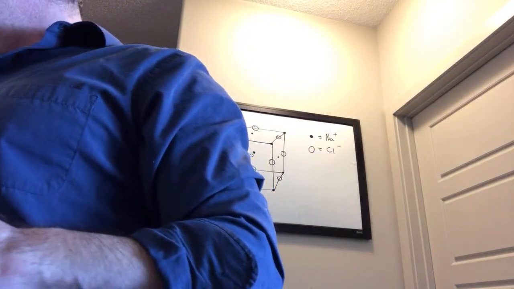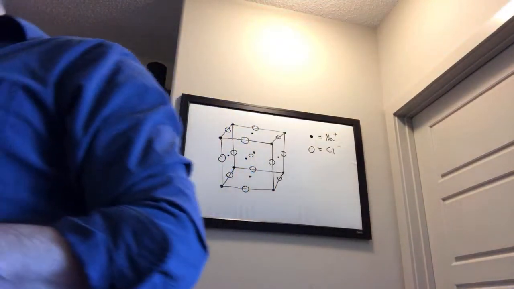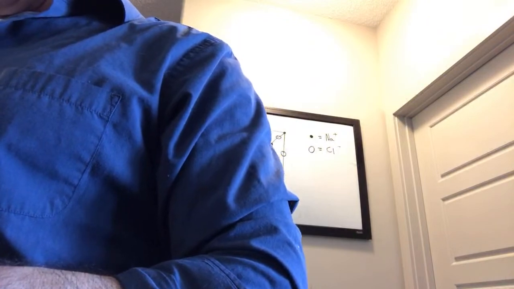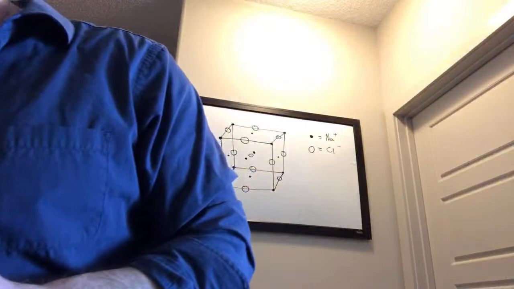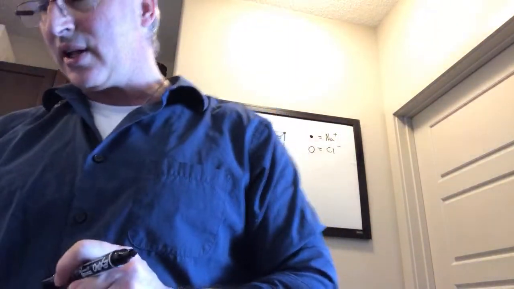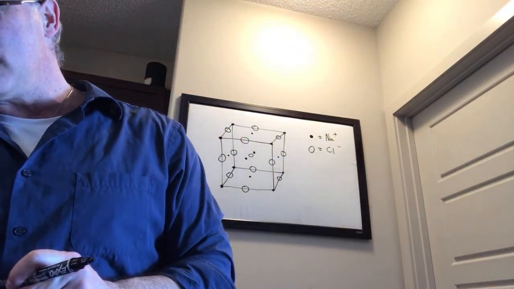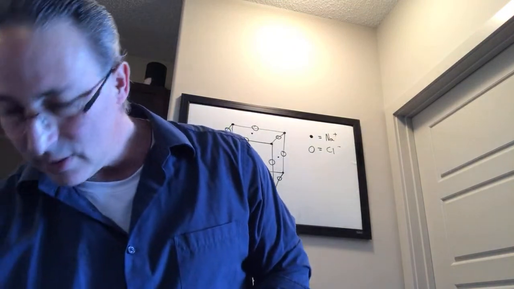On practice example page 468, it says the element iron crystallizes in a form called alpha iron, which has a body-centered cubic unit cell. How many iron atoms are in the unit cell?